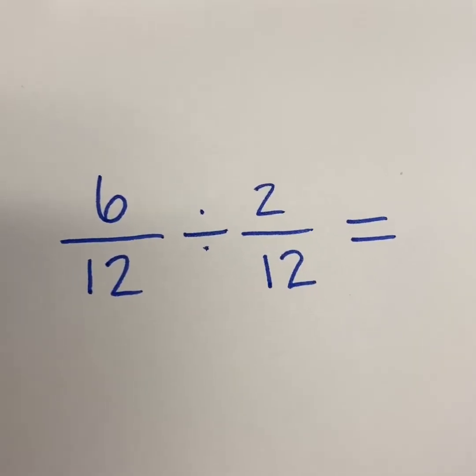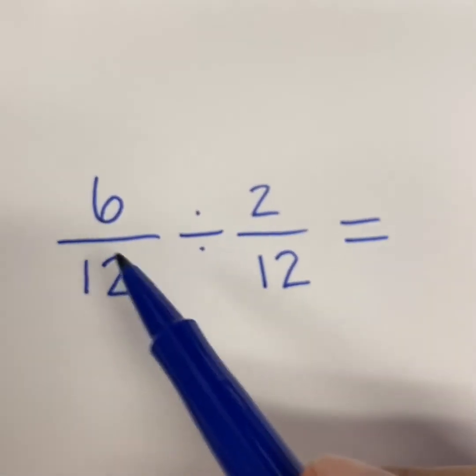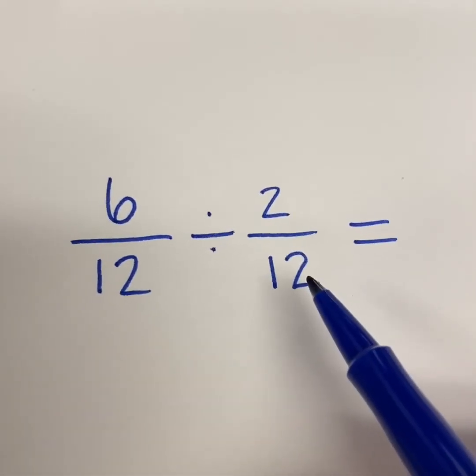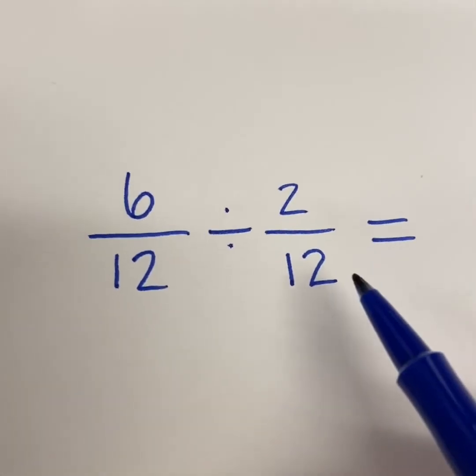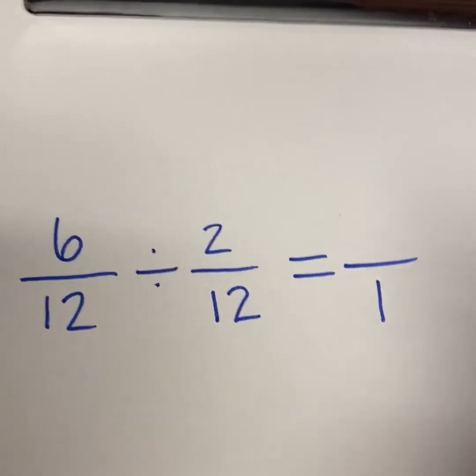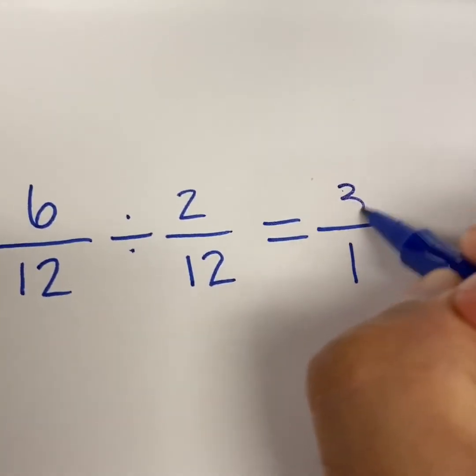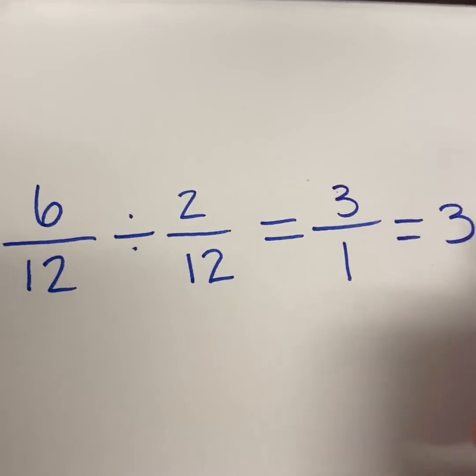Remember that when we are working with fractions that have a common denominator and we're dividing them, as long as this is the same, 12 and 12, we can go ahead and divide straight across. 12 divided by 12 would be 1. And then we divide straight across the top. 6 divided by 2 is 3. So our answer here is 3.